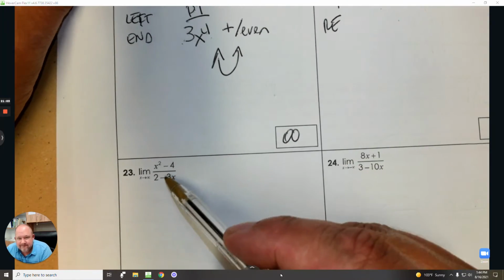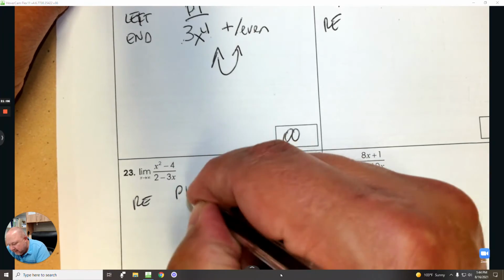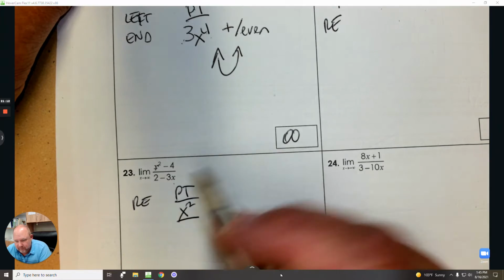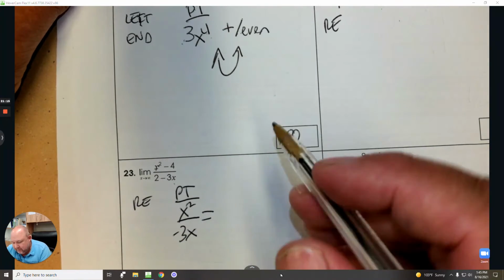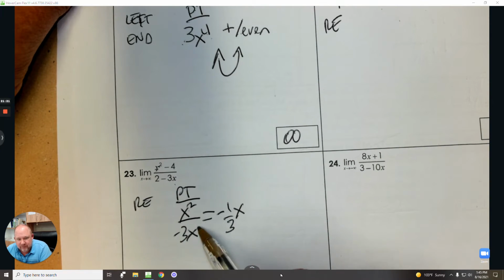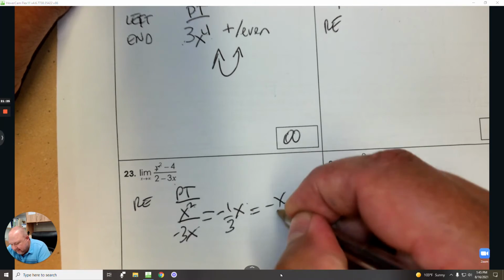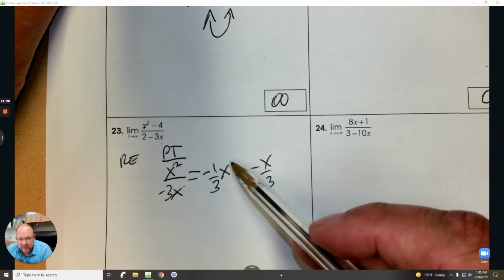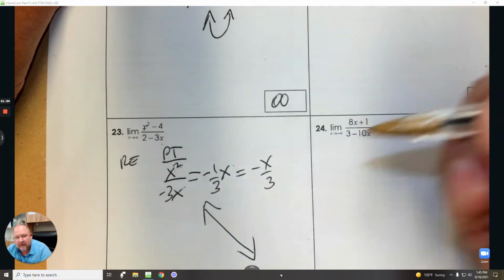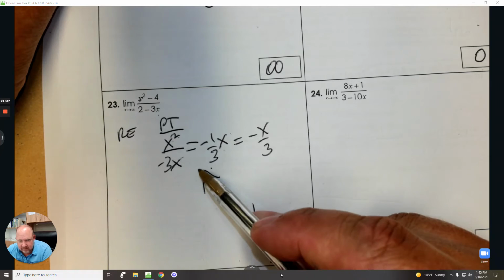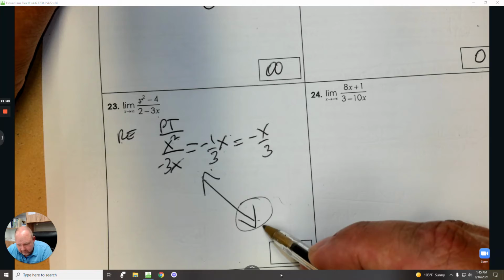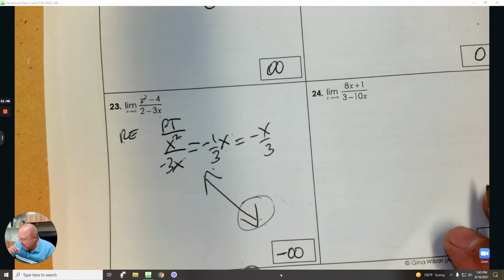For number 23, again, I'm looking for the right end behavior. For this one, I have two power terms. The top is more powerful, so I have to simplify it down. So it's power term over power term. Then, when I simplify this down, I get negative 1/3 x. So x squared over x makes just an x. You could also write it like this. And what I want you to recognize is this power term that it reduces down to is just a line with a negative slope. So negative 1/3 x is a line with a negative slope. So the right end is right here. Because it has a negative slope, the right end is going to negative infinity.